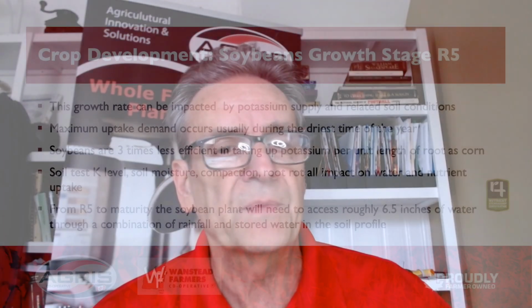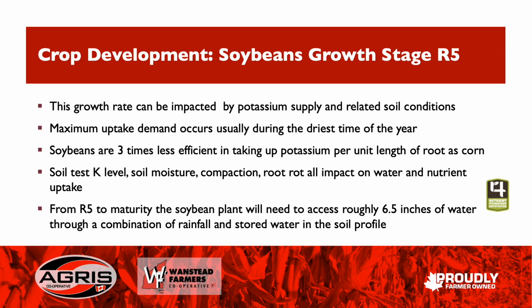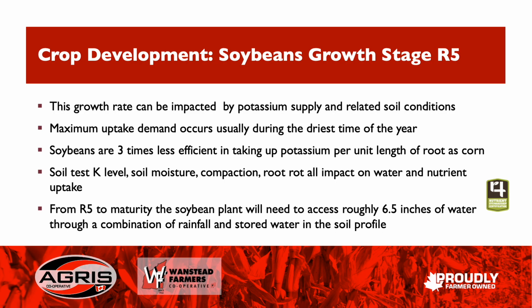So it's pretty important. It's impacted by potassium supply and related soil conditions, obviously. Maximum uptake occurs usually during the driest time of the year. Soybeans are 3 times less efficient per unit length of root as corn is in taking up potassium, so it's a bit of a challenge. Soil test K, soil moisture, compaction, root rot, all these things along with water content in the soil and timely rains are all going to influence nutrient uptake at this growth stage. From R5 to maturity, the soybean plant will need to pick up about 6.5 inches of water through a combination, of course, of rainfall and being able to access stored water throughout the soil profile.